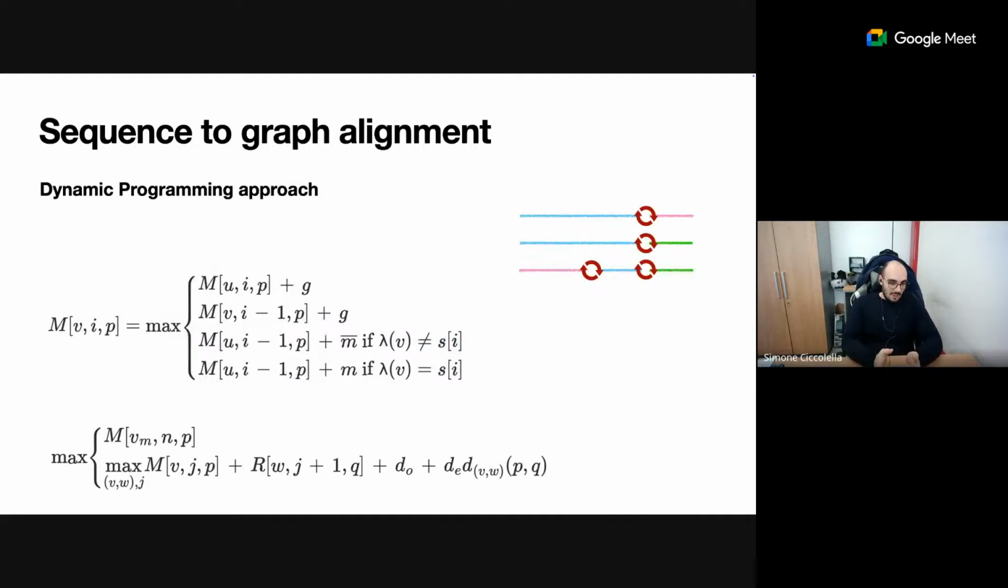I will not go into the detail of this, but if you want, the paper is out to read. This is a dynamic programming approach, and we want to maximize a given scoring function. All these weights can be fine-tuned if you want to minimize substitution, insertion, deletion, recombination, or different displacement values.